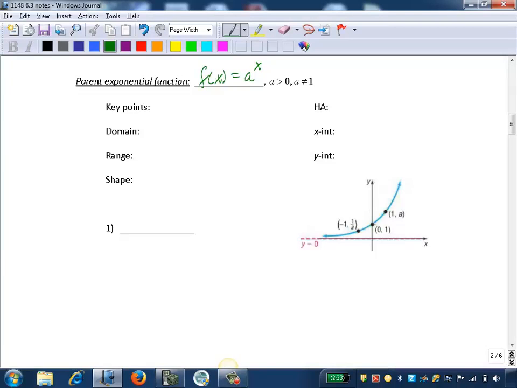The shape of this graph depends on the value of a, the value of that base. Remember that base is the growth factor. So if a is greater than 1, it's going to be an increasing shape like this. I call this a ramp. Some of my students have called this a ramp or a swoop.